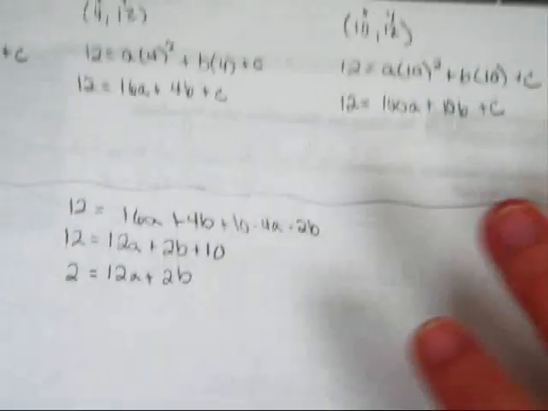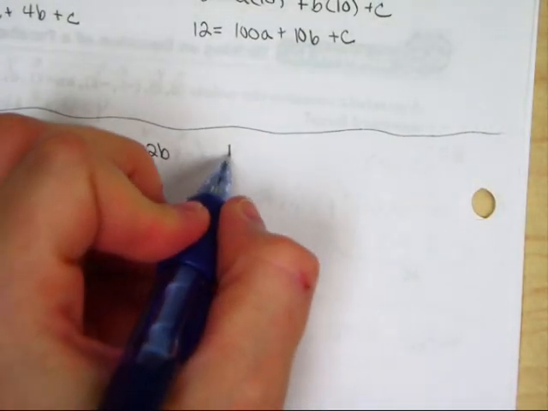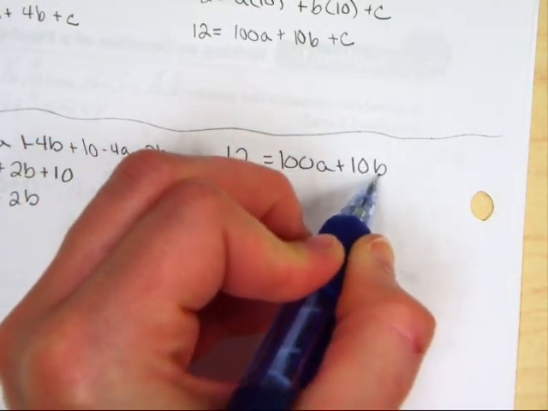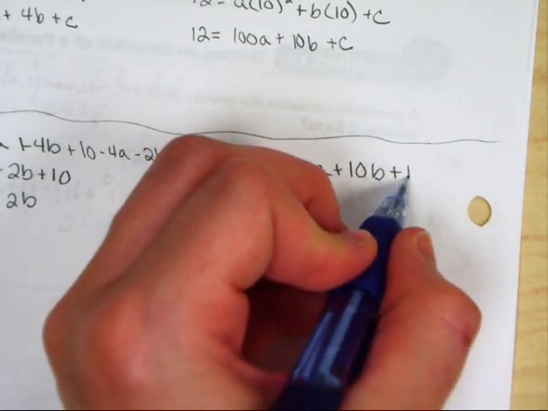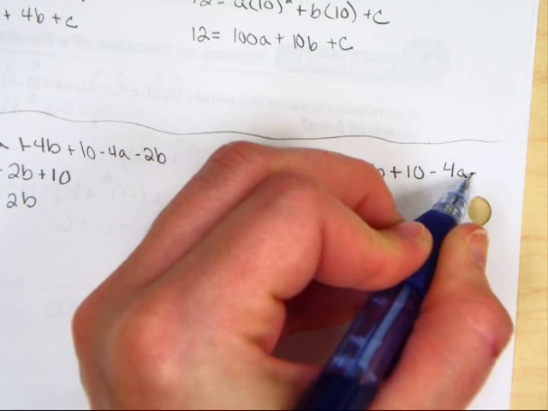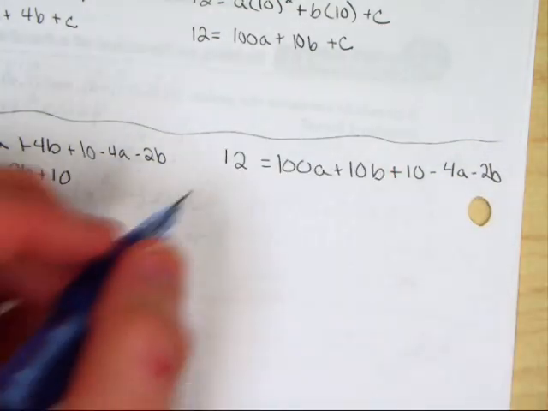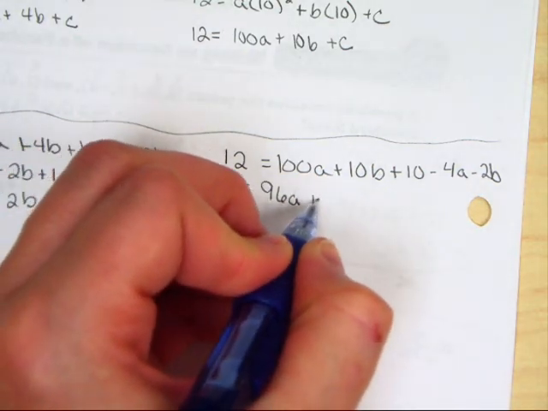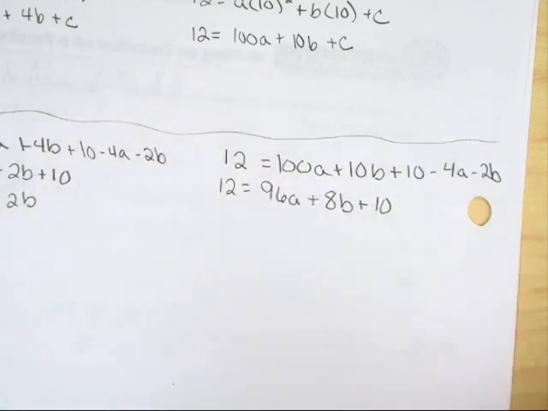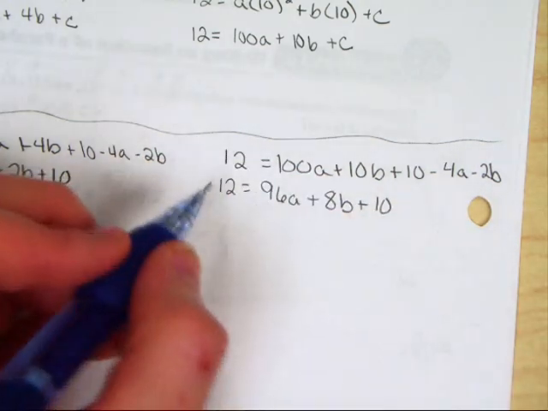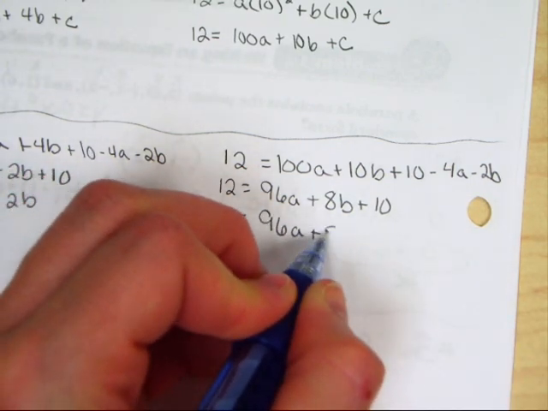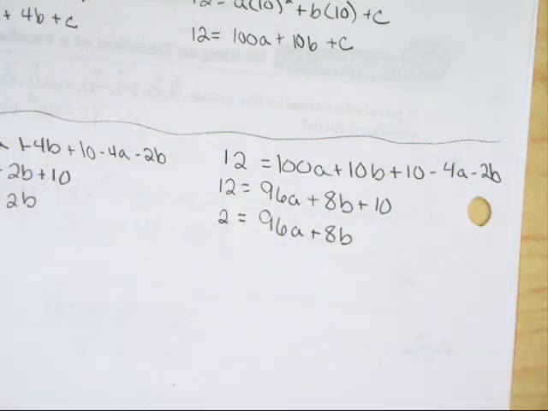Let's go to the next side, and let me move the camera. Okay. Plug it in for c here too. 12 equals 100a plus 10b plus, remember what we got for c, 10 minus 4a minus 2b. Simplify. 12 equals 96a plus 8b plus 10. Take the 10 over. 2 equals 96a plus 8b. All right, so we're done with step 4.